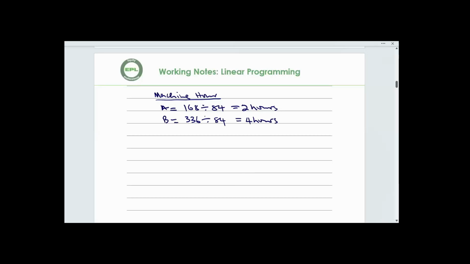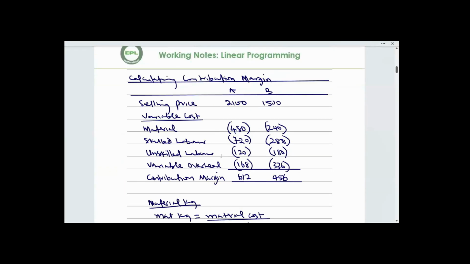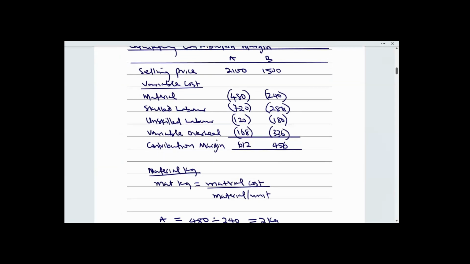Okay, so with this, we have determined the factor of production per unit. So we can then go ahead and complete the formulation of the linear programming model. The examiner has already given us the capacity constraints: 25,000 kilograms for material, 48,000 hours for skilled labor, 39,000 hours for unskilled labor, and 50,000 hours for machine hours.